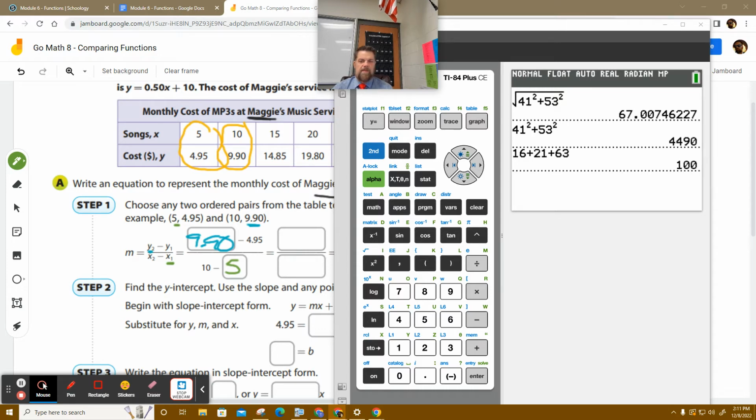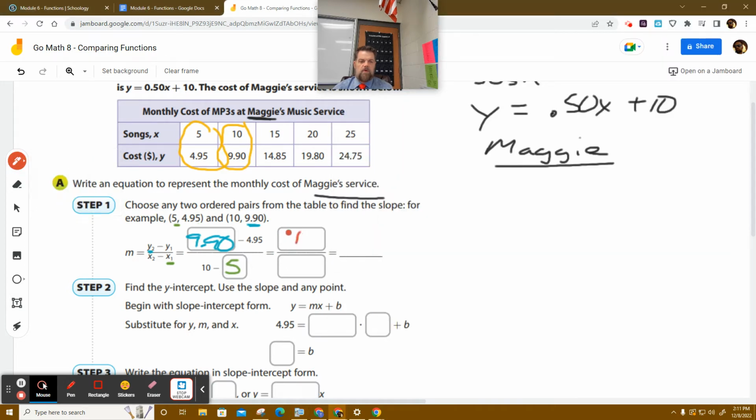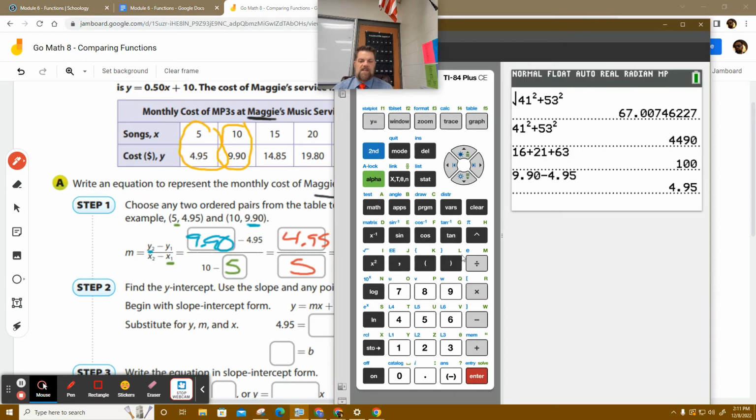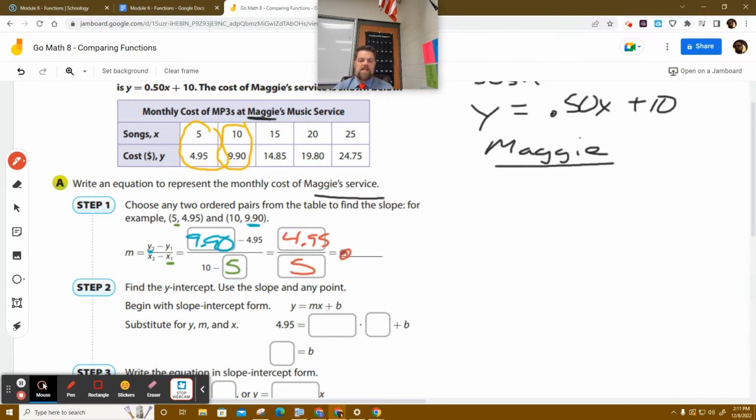So then I'm going to plug in 9.90 minus 4.95, and that gives me 4.95. And then 10 minus 5 is just 5. So I'm going to write in here 4.95 divided by 5. Now I can put that in the calculator and find out what that is. So if I take the numerator 4.95 and divide that by the denominator, I'm going to get 99 cents. So what does this 99 cents represent?